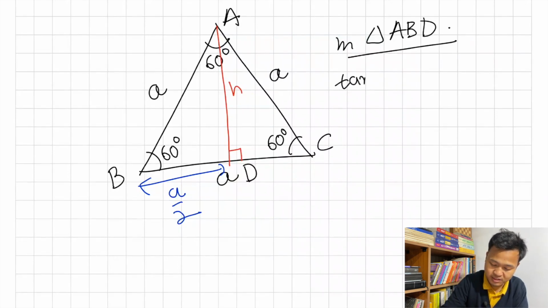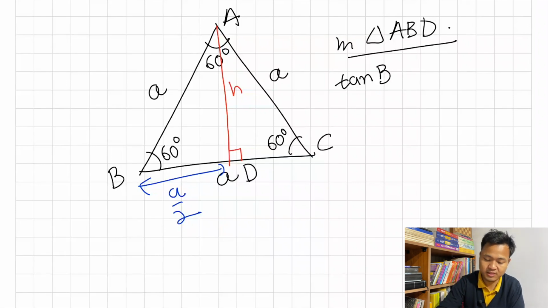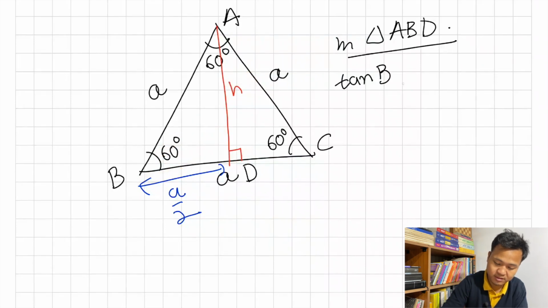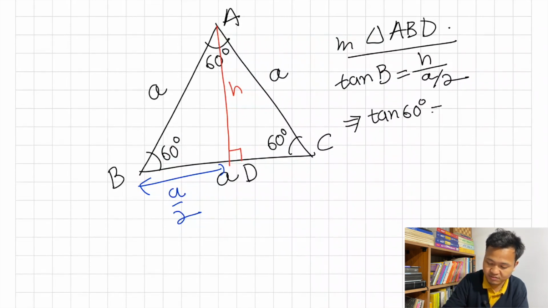What is tan B? Opposite is h, adjacent is a by 2. So tan B is nothing but h divided by a by 2. Tan B is nothing but tan 60. We know the value of tan 60, so that means 2h divided by a, and the value of tan 60 is root 3.